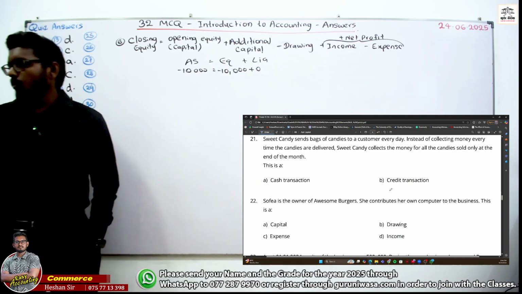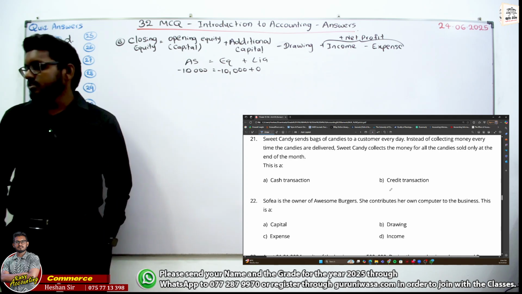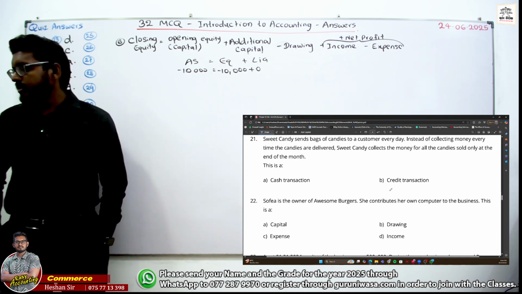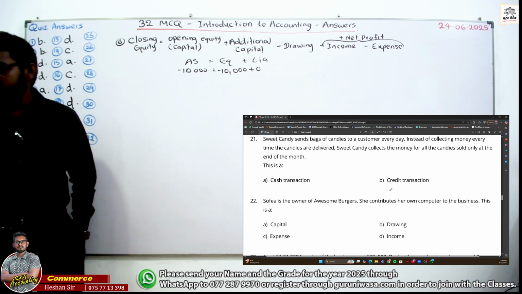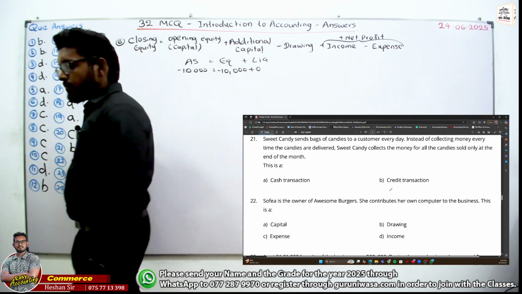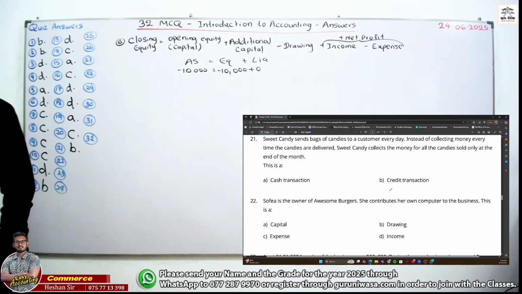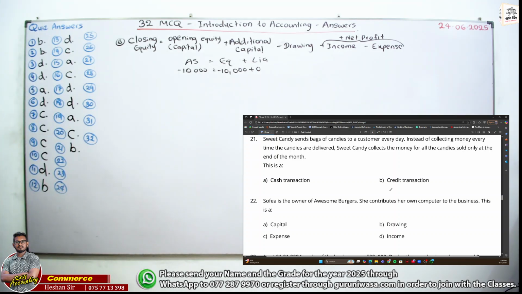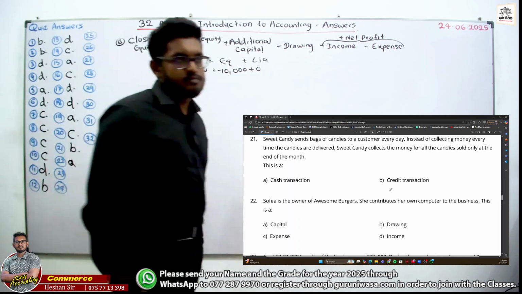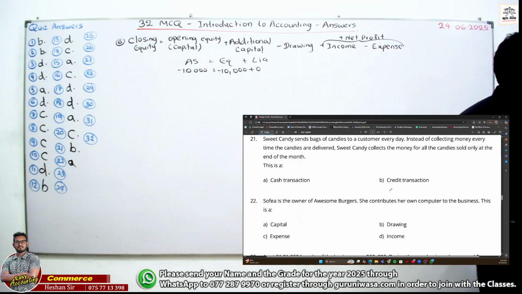Sophia is the owner of Awesome Burgers. She contributes her own computers to the business. What is this? Capital, expense, drawings, income. When the owner invests things, it is capital. Capital.